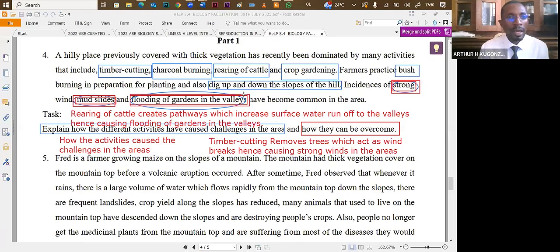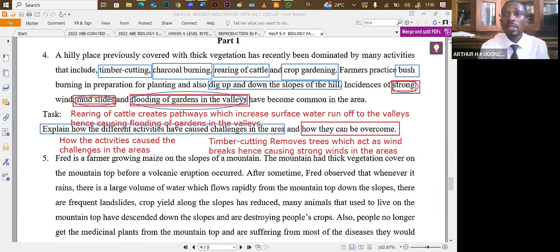Someone is saying that timber cutting, which reduces the number of trees, leads to an increased level of carbon dioxide gas in the atmosphere that destroys the ozone layer, hence global warming. This can be mitigated by planting fast-growing trees. Now, that response is wrong. That response is not correct.